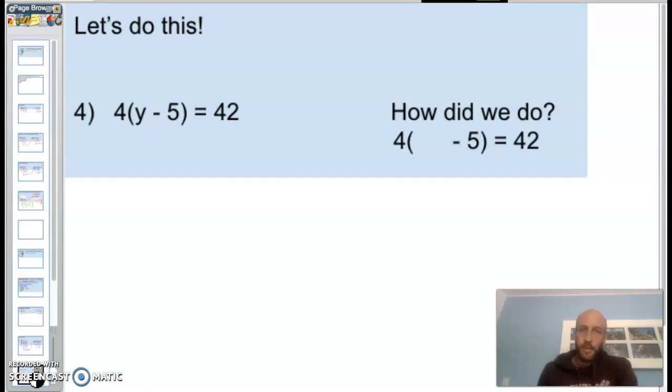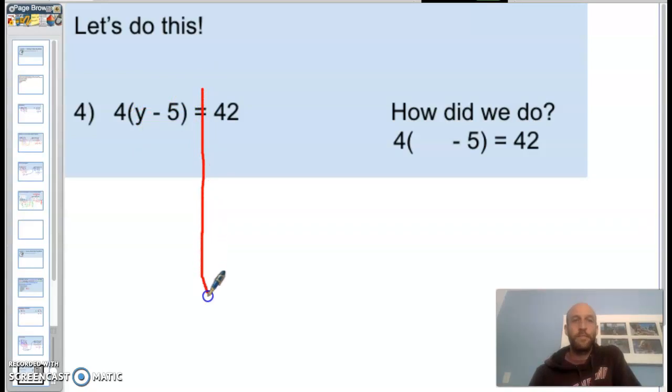Okay, so we have a similar type problem. The only difference here that I'm seeing is that we have a subtraction problem. So we're going to have to pay attention to that when we get closer. Okay, so the first thing I'm going to do is I'm going to distribute. 4 times y is 4y. Minus 4 times 5 is 20. And all of that equals 42.